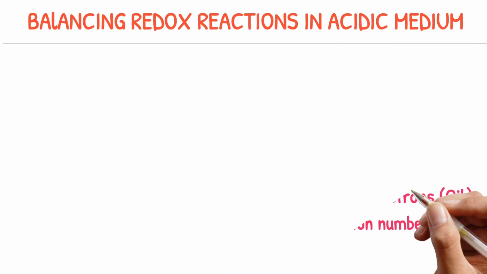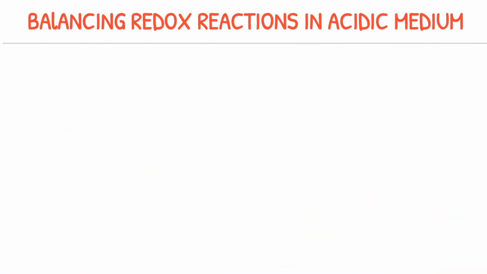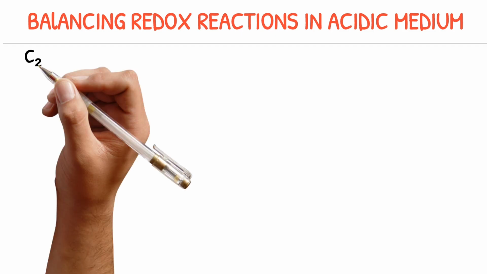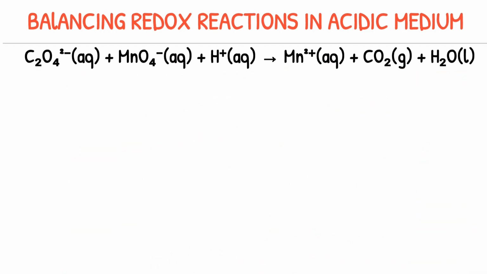We are going to learn how to balance redox equations by working with an example. Balancing a redox equation is a little different and tricky from balancing a normal chemical equation because we have to balance both atoms and charges, and we are going to see that with the equation on the board.